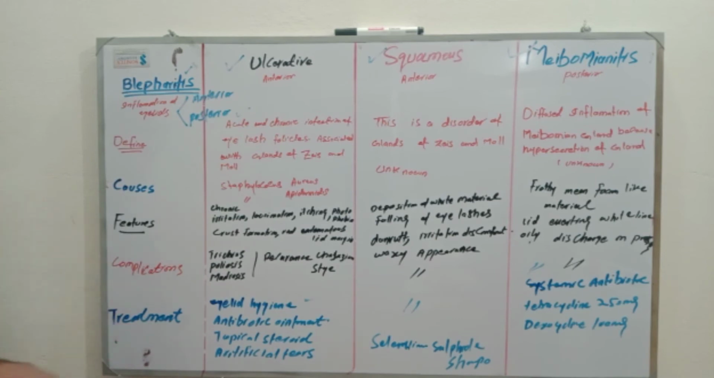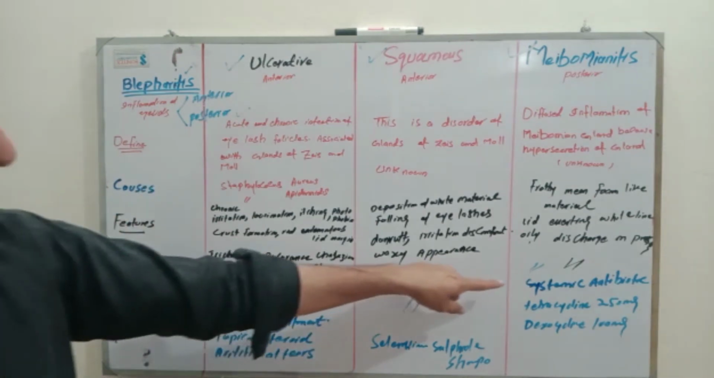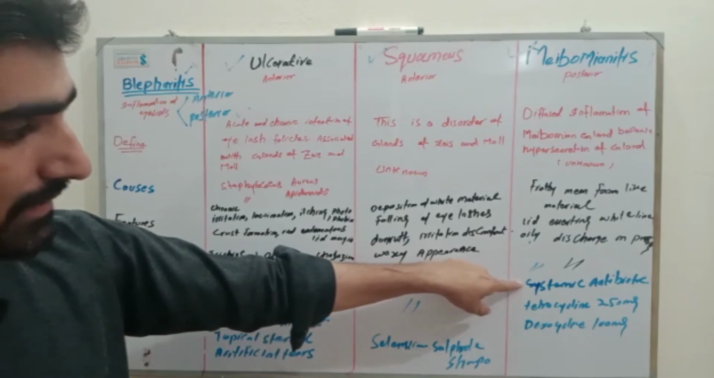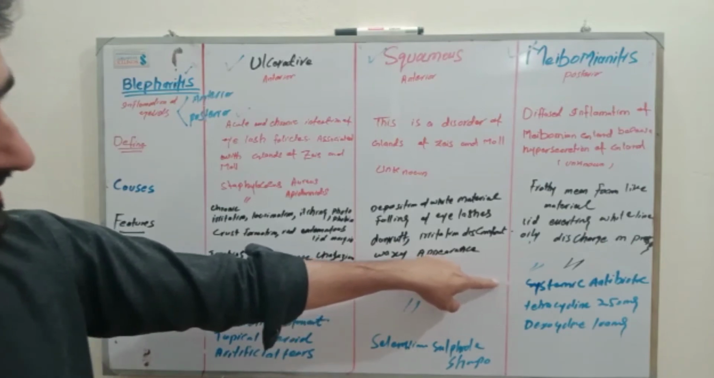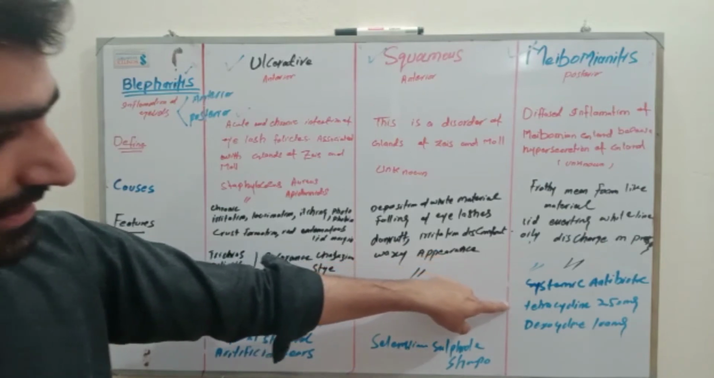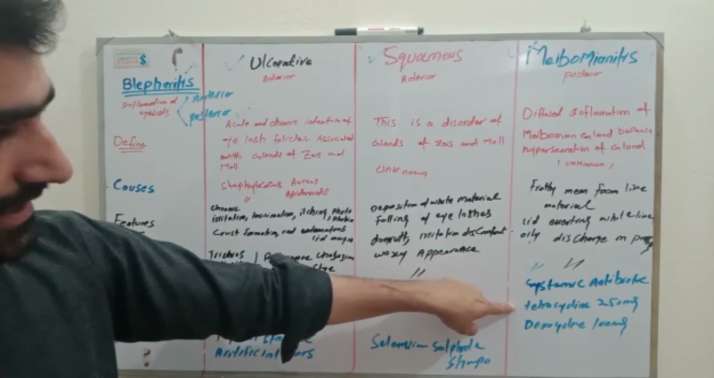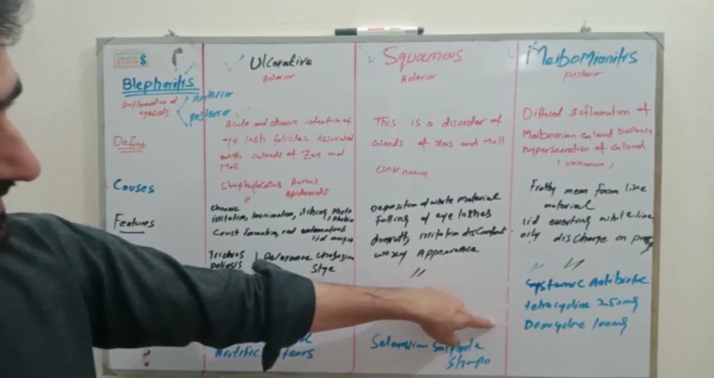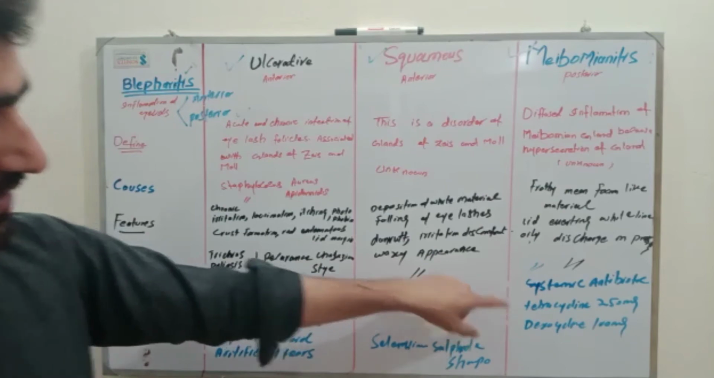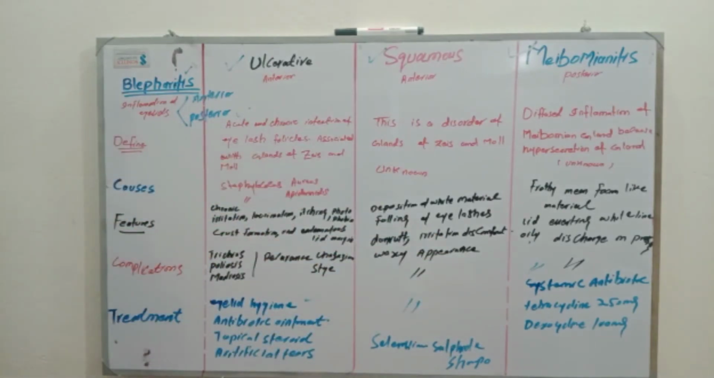Treatment, the same treatment: eyelid hygiene, antibiotic ointment, topical steroid, artificial tears. The thing we will add is systemic. We also add systemic antibiotics in the treatment of Meibomian blepharitis: tetracycline tablet 250 mg, doxycycline antibiotic 100 mg. We will also add these in the case of Meibomian blepharitis.